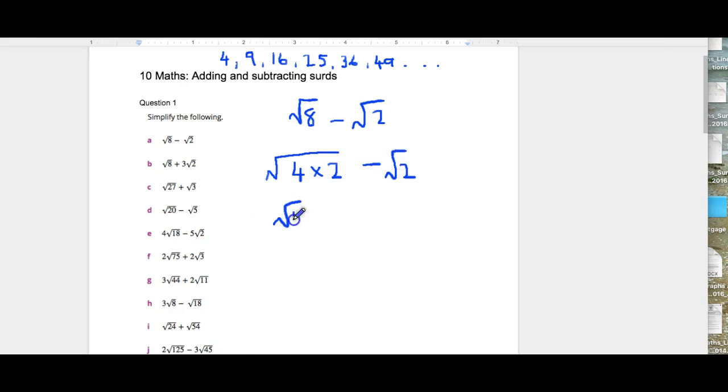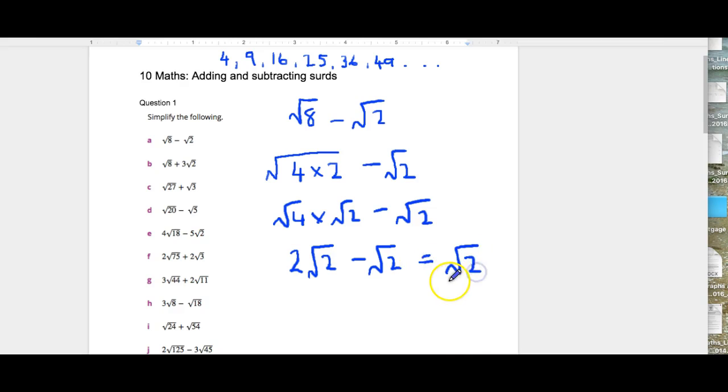Now, some of you will be able to skip this step, but if you're still a little bit unsure of how to simplify surds, then you can break this 4 and 2 into 2 separate ones. So now the reason we did a perfect square is because now the square root of 4 becomes a whole number, which is 2. And then we're left with just root 2 minus root 2. So basically, how many root 2's do we have? We got 2 here, and then we're taking away 1, so we're left with 1 root 2.